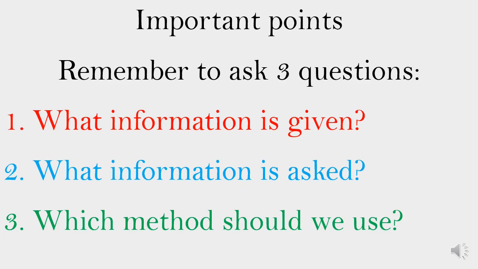Now, once again, since we are only doing subtraction now, the method is going to be subtraction. But later on, the sums will be all mixed up. So you could get addition sums, subtraction sums. That's when you're going to sit down and ask yourself which method should you use to solve the particular sum.